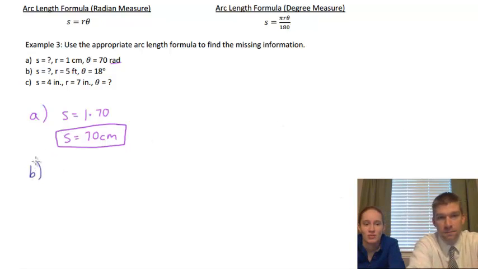How about B? We are looking for S. We have R and we have theta, but now theta is in degrees, so we have to do a little conversion. We either convert ourselves or we use this formula, which converts inside the formula, so we might as well use the formula. If you forgot the formula, the radius is 5 and the theta is 18, all over 180.